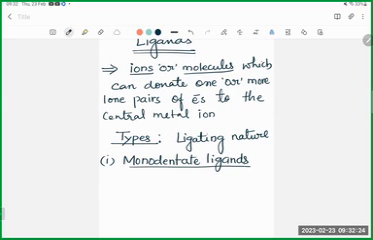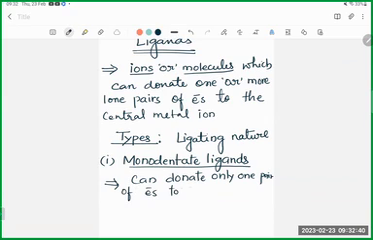Monodentate ligands. So the ligands which can donate, here I would write only the keyword, can donate only one pair of electrons to the central metal ion. We call it a monodentate. Clear? So here we go with the examples.